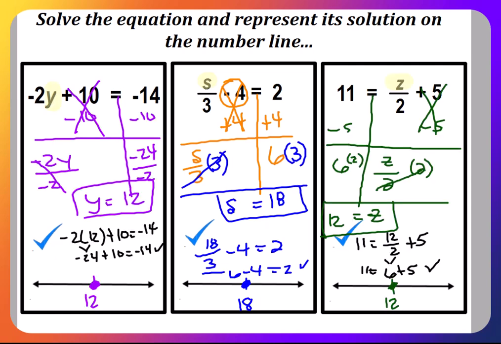Okay, the first one, did you get y equals 12? If you did, great job. The last one, did you get that z equals 12 or 12 equals z? If you did, good job. If you got either one of those wrong, go ahead and pause the video, see where you made your mistake, and then move on to the next problems.